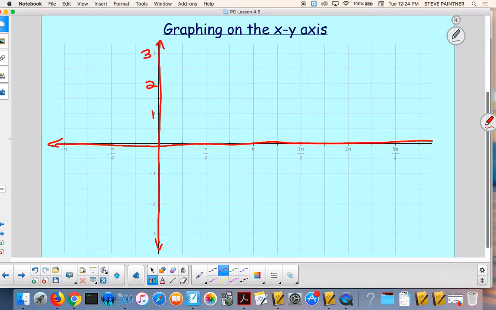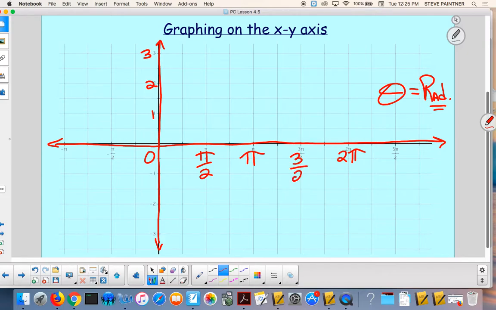Instead of using numbers like 1, 2, 3, 4, we're going to use theta. And theta is really measured in radians. And remember, radians are just numbers. It's just kind of weird numbers when you look at it. For instance, this is pi. This over here is 2 pi. Halfway between 0 radians and pi is pi over 2, half a pi. Halfway between pi and 2 pi is 3 halves pi.